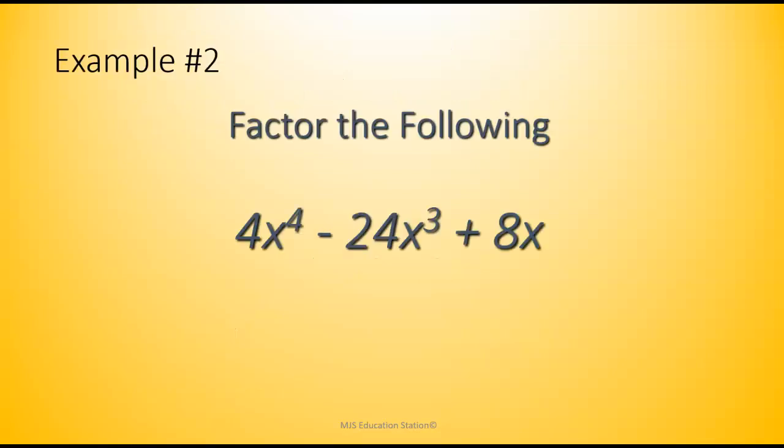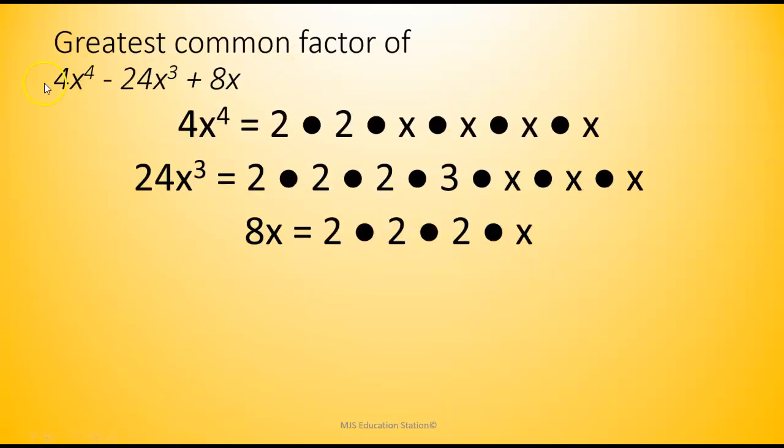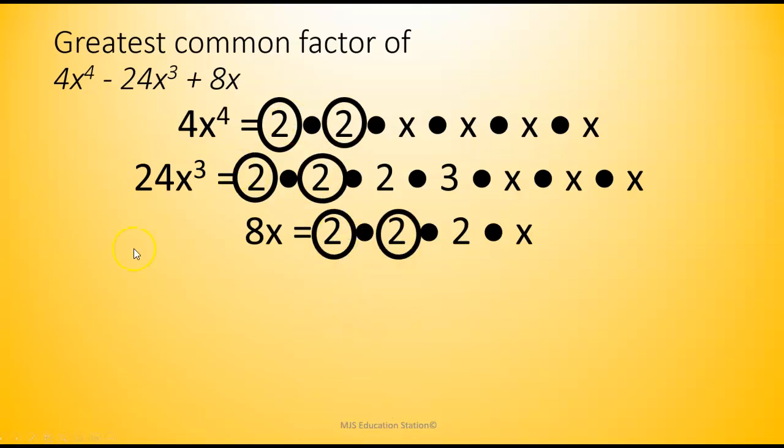This time we're going to factor by finding the GCF of 4x to the fourth minus 24x to the third plus 8x. So the first thing we're going to do is find the GCF for each term. You can write it out in expanded form if you would like to. In this case, you're going to find your numbers here. But in this case, you know that we can take two 2's from each of these terms. So 2 times 2 is actually 4.